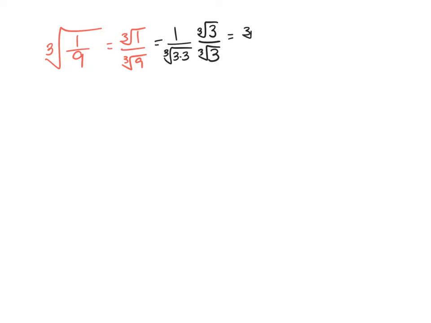And then we end up with the cube root of 3 over the cube root of 3 times 3 times 3. Right, and you can skip this step, but I want to make sure I show it to understand how we get there. The cube root of 3 cubed is just 3. So we have the cube root of 3 over 3.